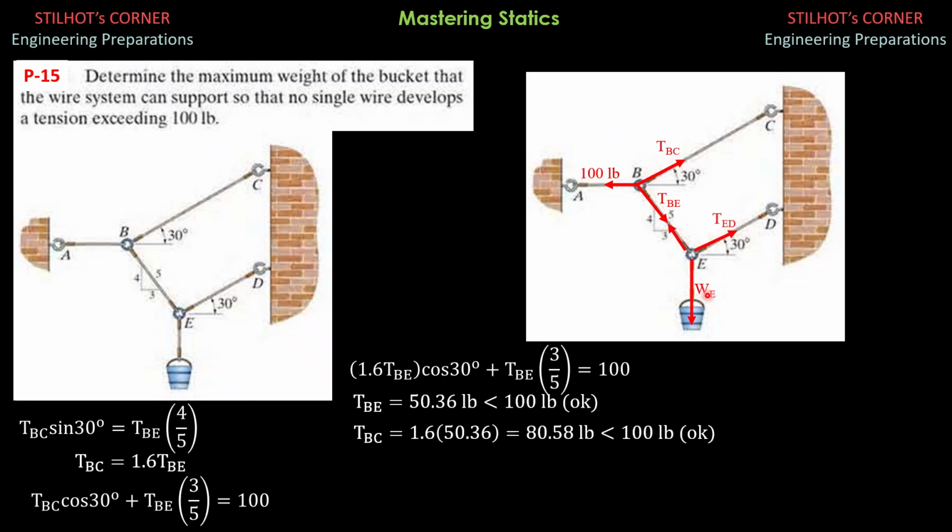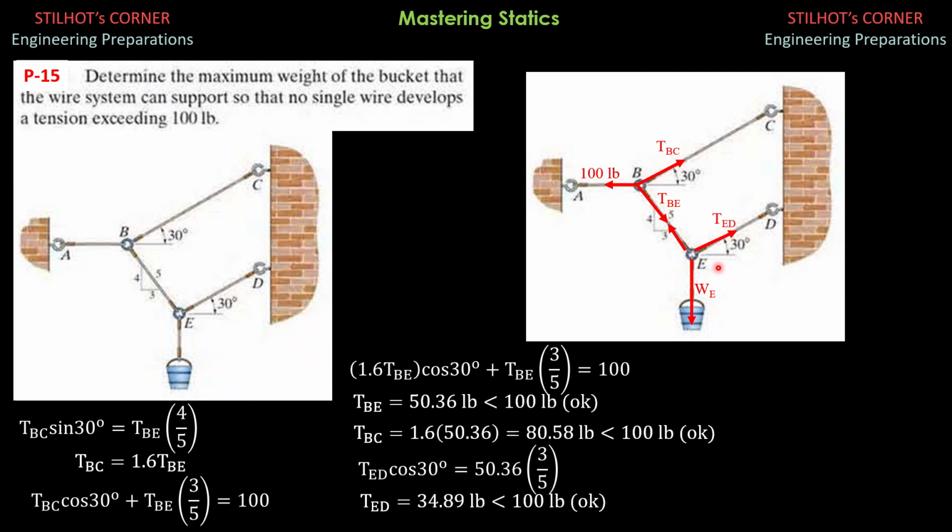This is the free body diagram. So first, summation of forces horizontal to solve for tension in ED. So tension ED cosine 30 degrees equals tension BE, which is 50.36 times 3 over 5. So tension ED, from summation of forces horizontal, that's the equation, is 34.89, which is less than 100 pounds. So that's fine.